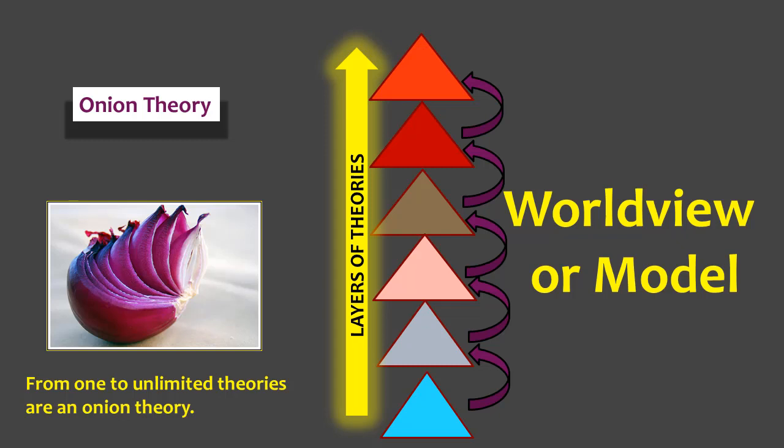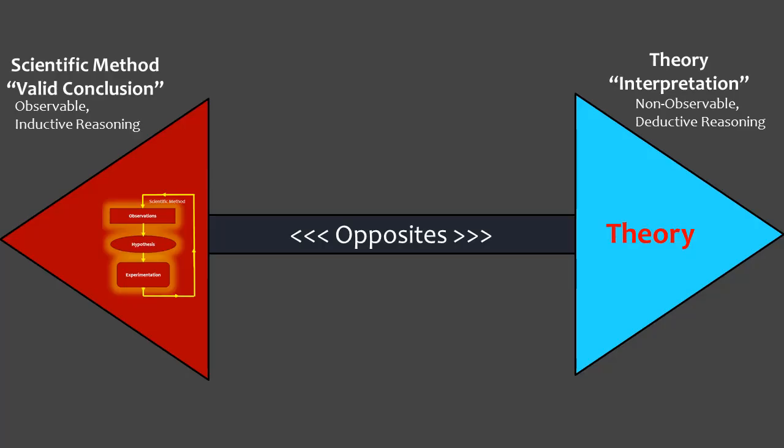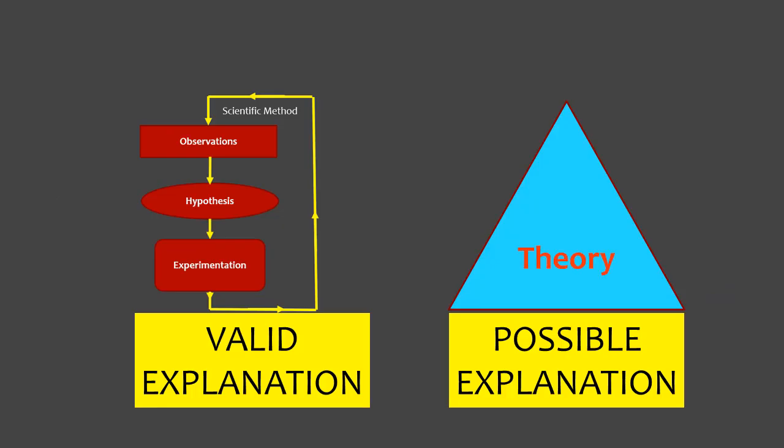But if the basic theory at the base of your onion fails, in this case the Big Bang Theory, then the entire theories collapse together. In many ways it can be said that the scientific method draws valid conclusions through observable inductive reasoning, which is the opposite of just a theory, where the theory is non-observable, non-testable, which involves deductive reasoning. Another way of saying this is the scientific method provides valid explanations, while a theory is just a possible explanation.